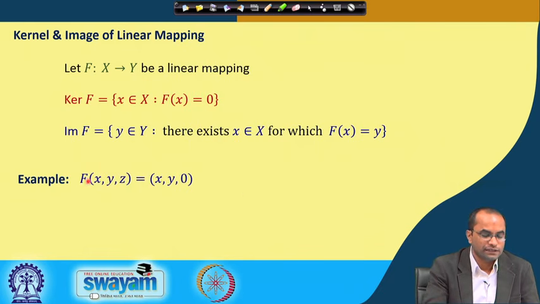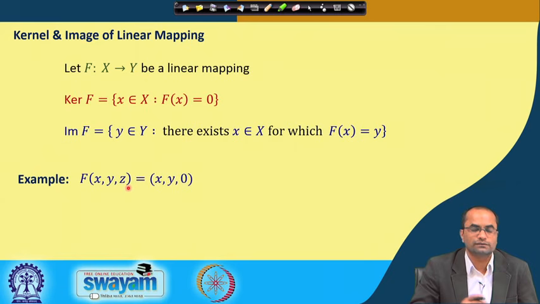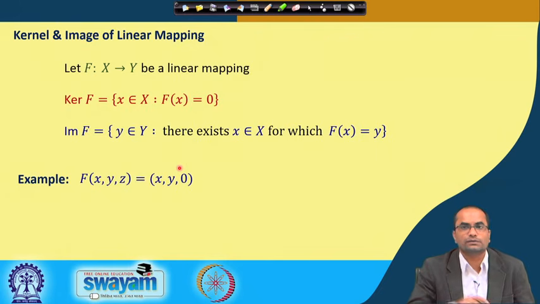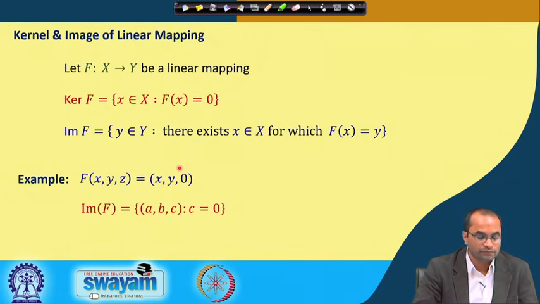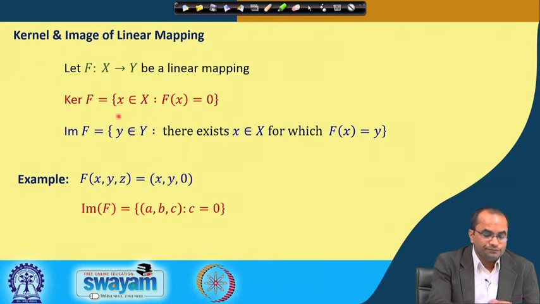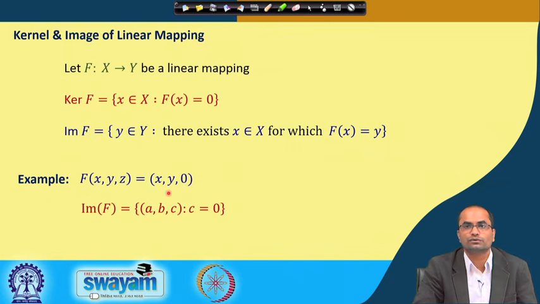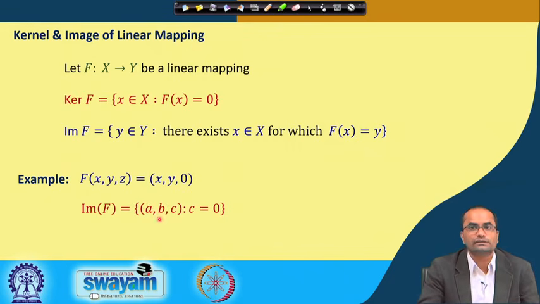With these two definitions, the kernel of f and the image of f, let us look at a simple example: f(x, y, z). This again is a projection map. Any element in R 3 maps to a point in the x y plane, that is (x, y, 0). So what is the image of f? We are looking for all the elements in y whose pre-image is there in x. That means all the points (a, b, c) in R 3 whose third component is 0, because for c equal to 0 the corresponding element is there in x, and that is nothing but a and b.